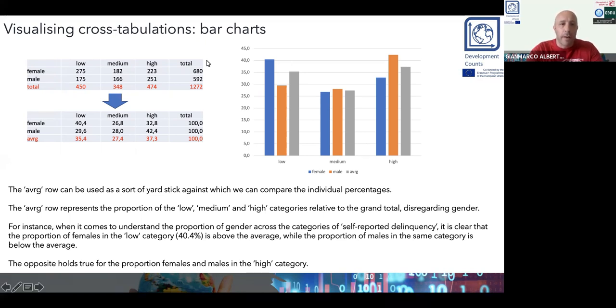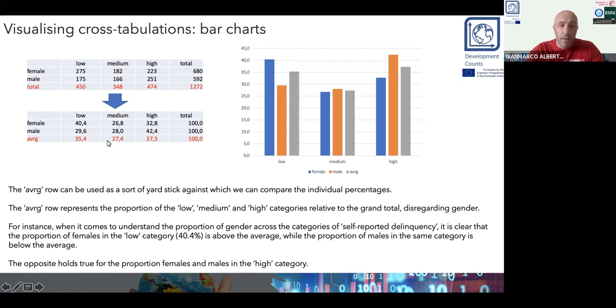Now, as you can see on my screen, to the left-hand side here, we have our small cross-tabulation, gender versus the level of self-reported delinquency. In red, there is the raw total, and this is the table grand total, as you may remember. This is the reshaped table with raw percentages. As you can see, in red, we have what is called the average raw percentages. This average raw percentage is representing the raw percentages calculated on the basis of the raw total.